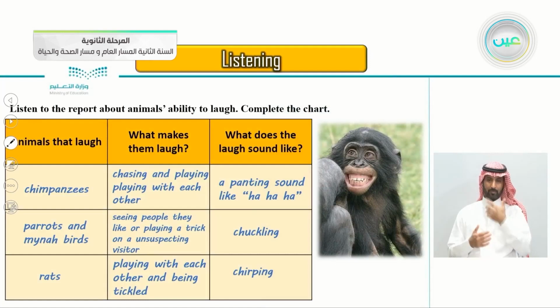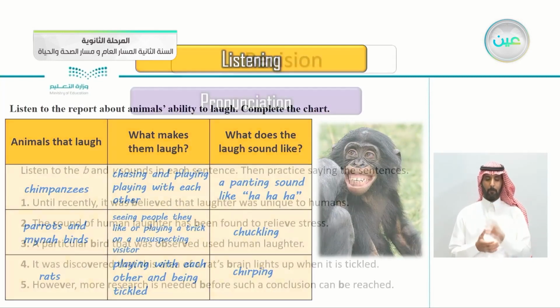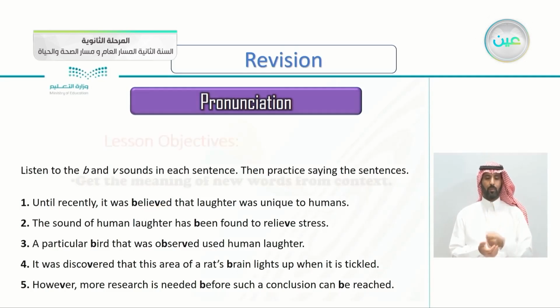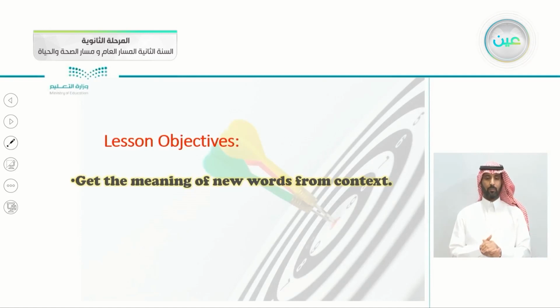And we filled this chart. We found out that the chimpanzees, yes, they do laugh, parrots and myna birds, and also rats. And also we took the pronunciation with the b and v sounds, the letter B and the letter V, the b and the v sound. So these are today's objectives.